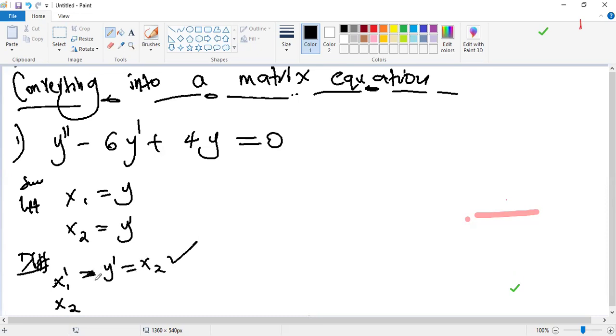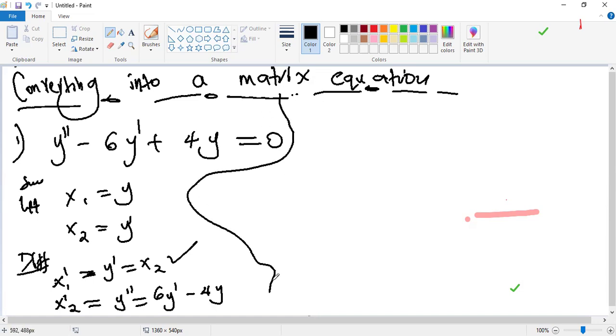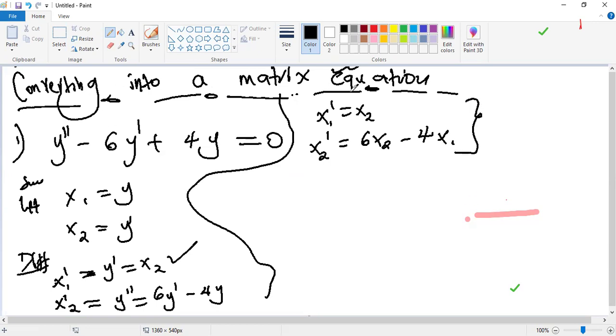We are done with that. And then x2 prime is equal to y double prime. Make y double prime the subject of the formula here. We're going to have 6y prime minus 4y. Okay, now that is done. So the next thing, let's write this system of differential equations. We have x1 prime is equal to x2, and then we have the other one, x2 prime is equal to 6y prime minus 4y. What is y prime? X2. So we have 6 x2, and then minus 4y. And what is y? X1. So this is our system, which we need to convert into a matrix equation.